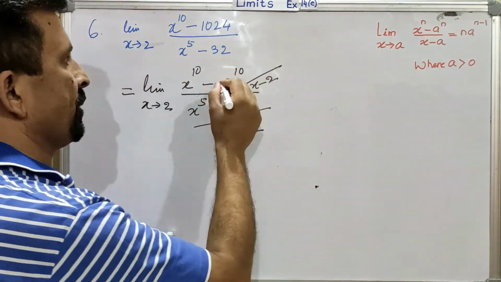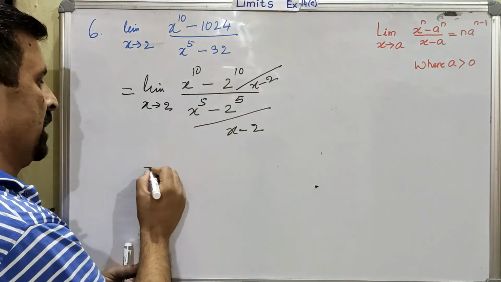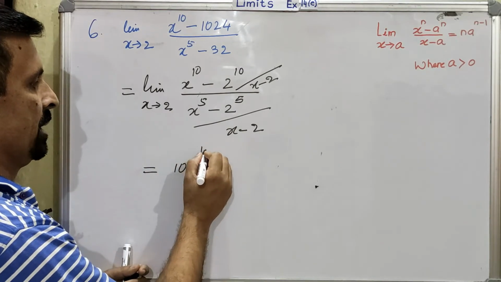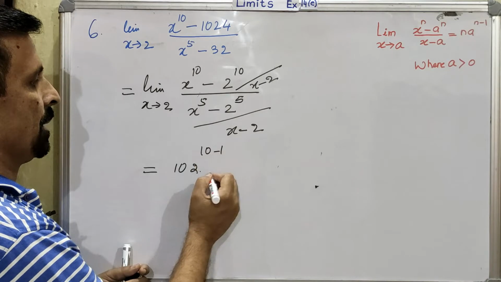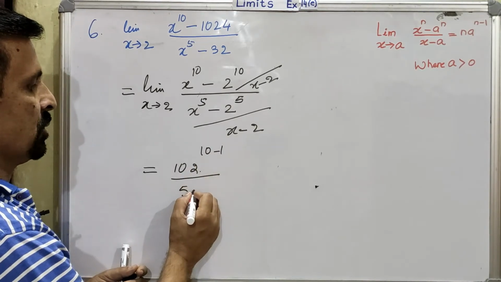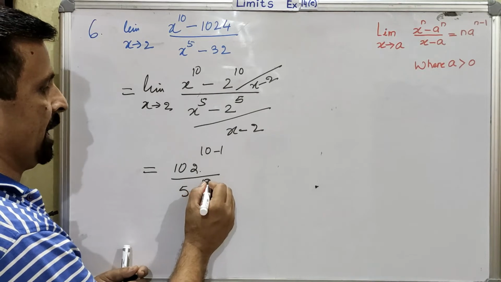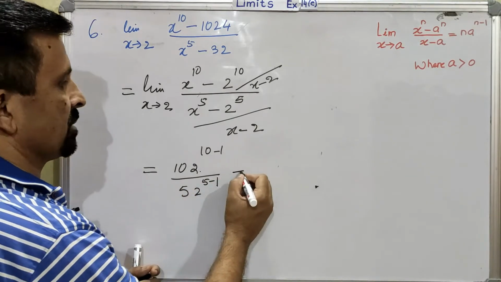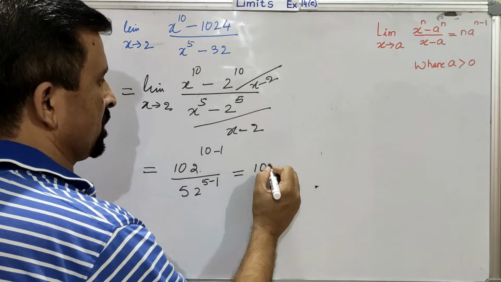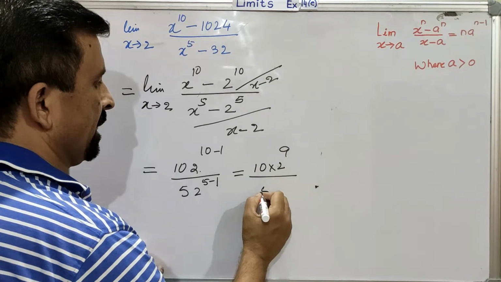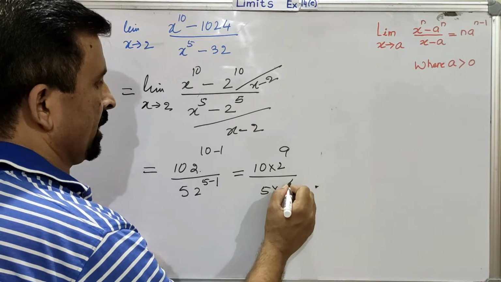So this will give you one function. From here you get one solution. So this will give you 10 to the power 10 into 2 to the power 10 minus 1, right? Denominator will be 5 into 2 to the power 5 minus 1. Am I clear? So this will give you finally 10 into 2 to the power 9, and then this is 5 into 2 to the power 4.